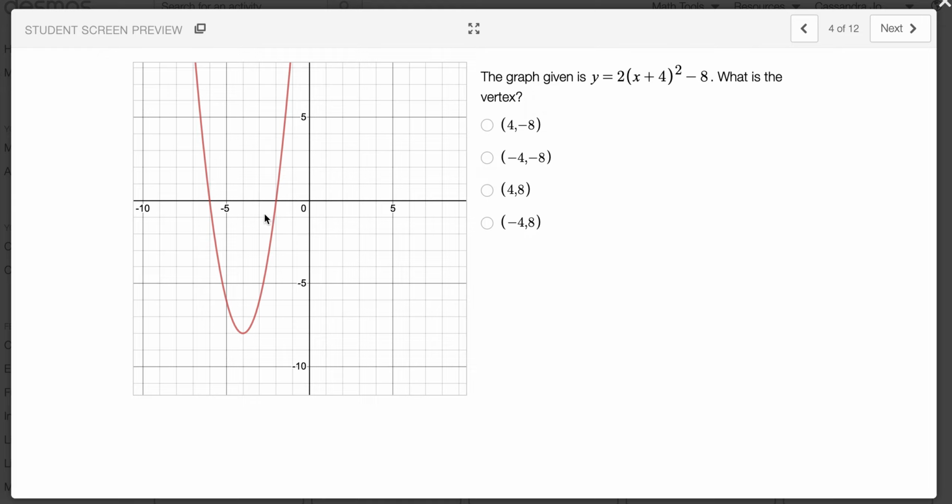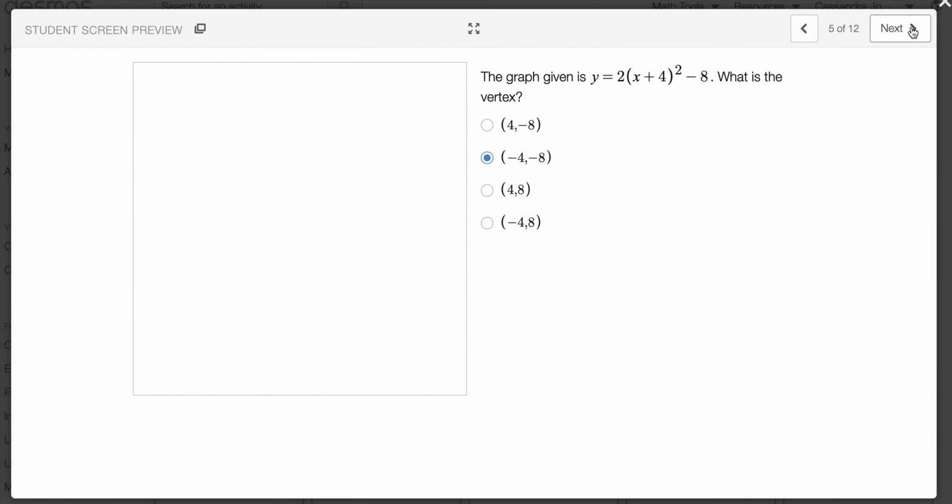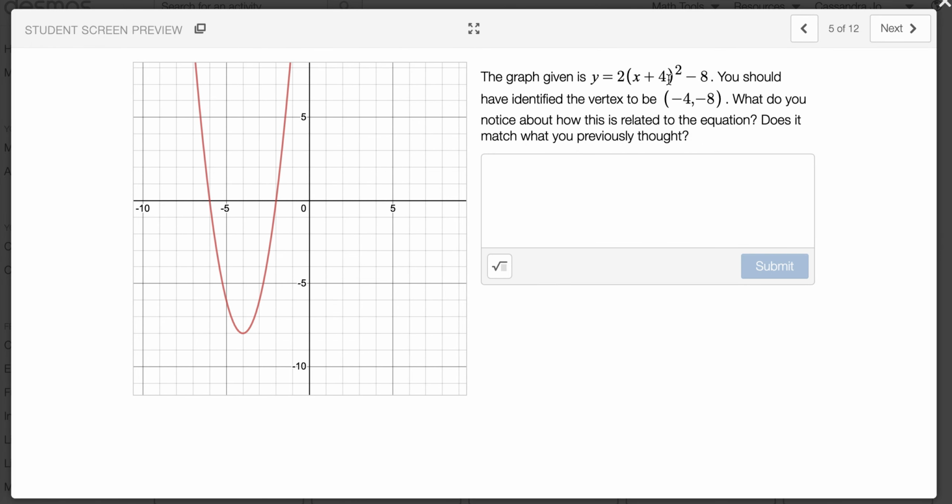And now we're going to do it again. So for this graph, go ahead and pause this video and identify the vertex. So our vertex is -4, -8. And again, I noticed that there's a 4 inside here. This one's a positive inside parentheses, and mine was a negative for the vertex. And then on the outside is a -8, and that's what I have as well. So it looks like inside parentheses and the x value are related, and then outside of parentheses and the y value are related.